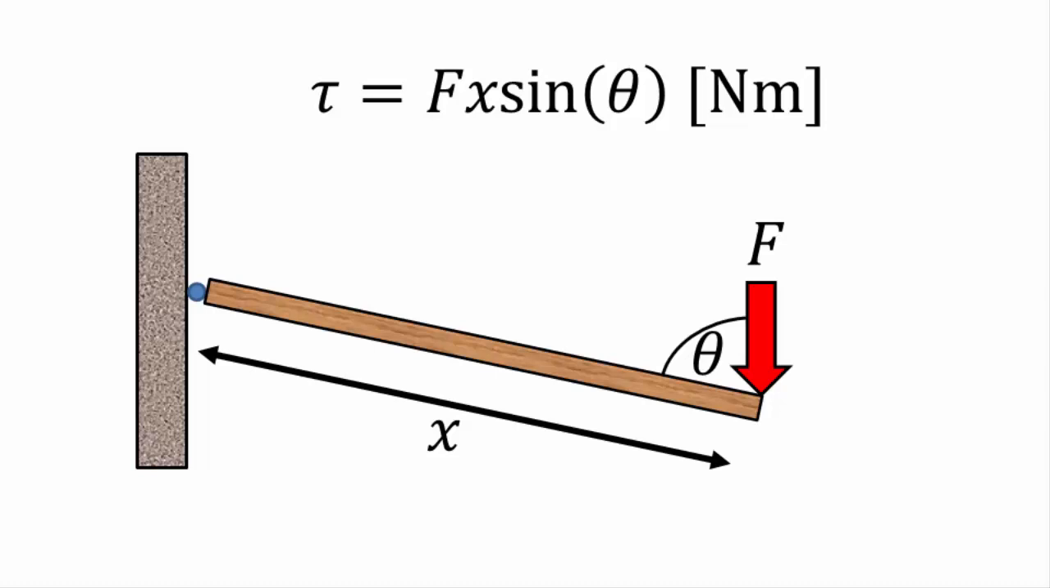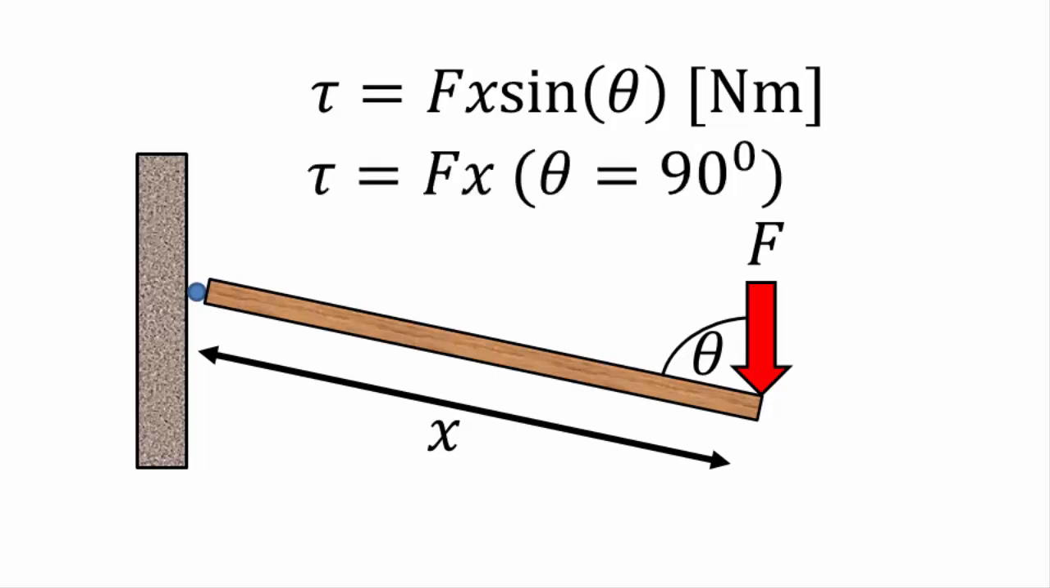When the angle between the force and the length vector is 90 degrees, then the formula for torque simplifies to just being force multiplied by distance. Thus, the greater the force is applied perpendicular to the beam, the more torque there is on the beam. Conversely, the further the perpendicular force is applied from the point of rotation, the greater the torque.